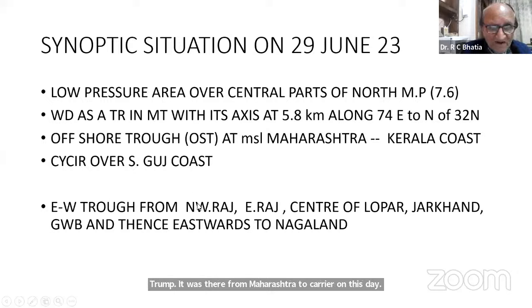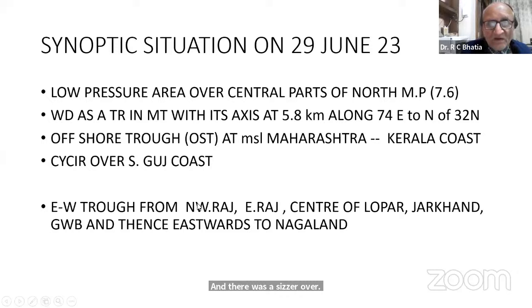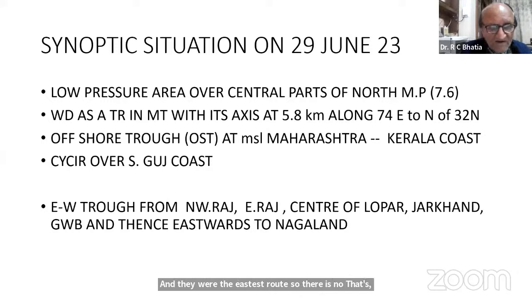And also an important feature, because so far the monsoon has not covered the entire country on 29 June, there was an east-west trough. So there is no monsoon trough at the surface, as we give it only after the monsoon has set in over the entire country. But even before that, there was an east-west trough from northwest Rajasthan to east Rajasthan to center of Gopar, Jharkhand, and then eastward to Nagaland.